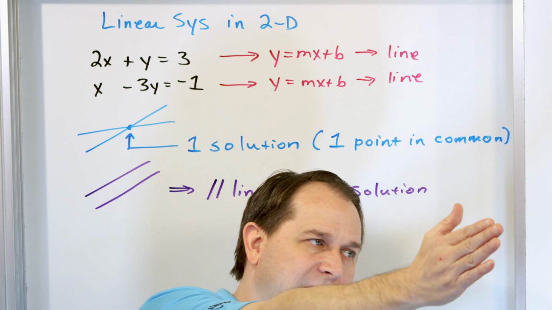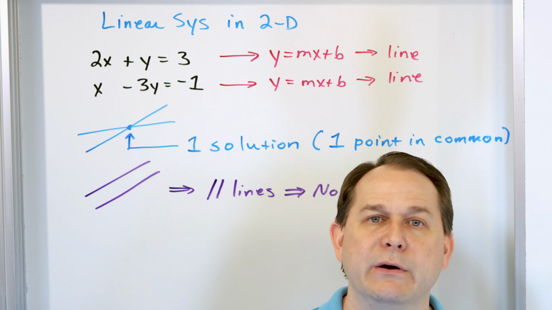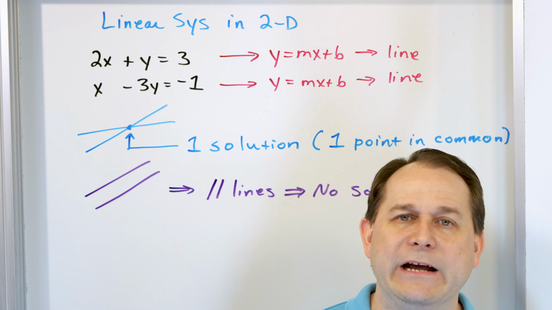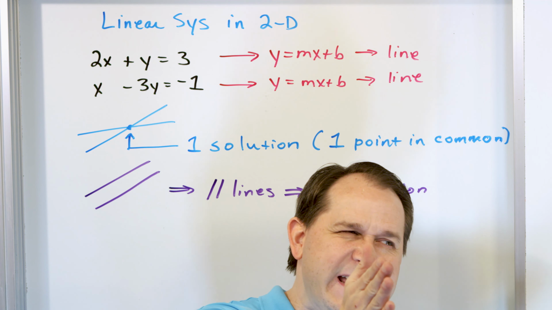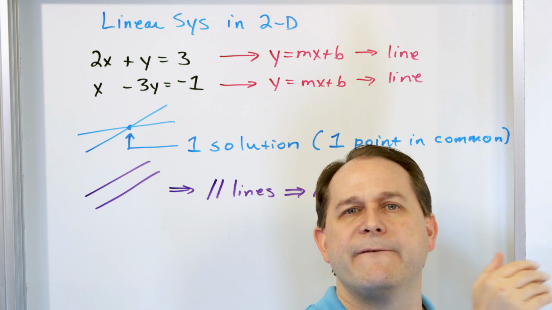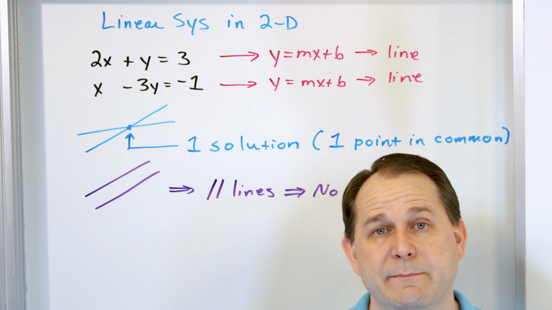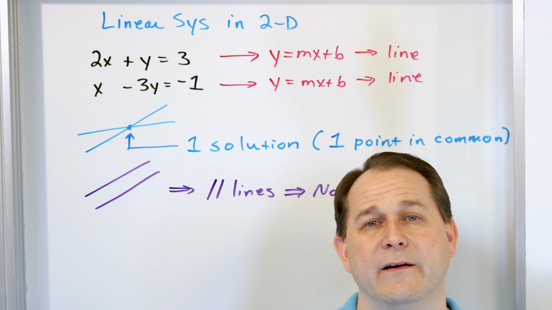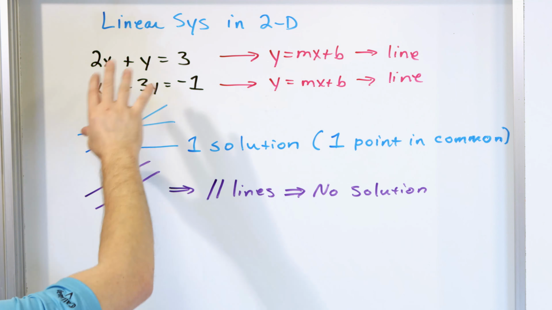But if the lines are parallel, then I could go 65 million light years away and they'll still never cross. There's never any crossing points for parallel lines, but if they're ever so slightly not parallel, eventually they will cross. Maybe it's 10 million light years away, but they will cross somewhere, and the solution's way, way, way down there. Okay, so this is a system of equations in two dimensions.